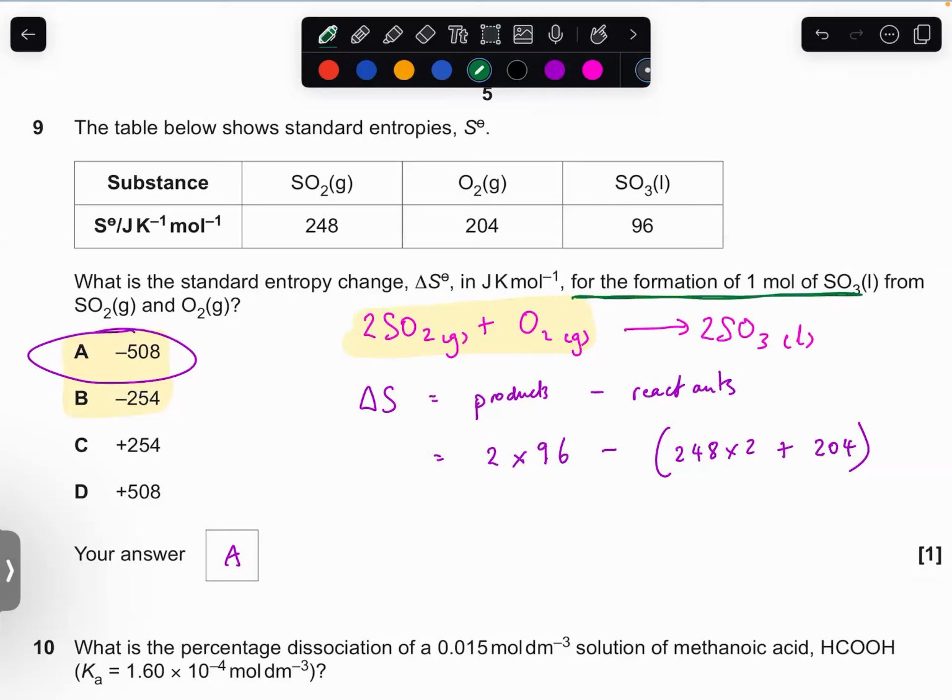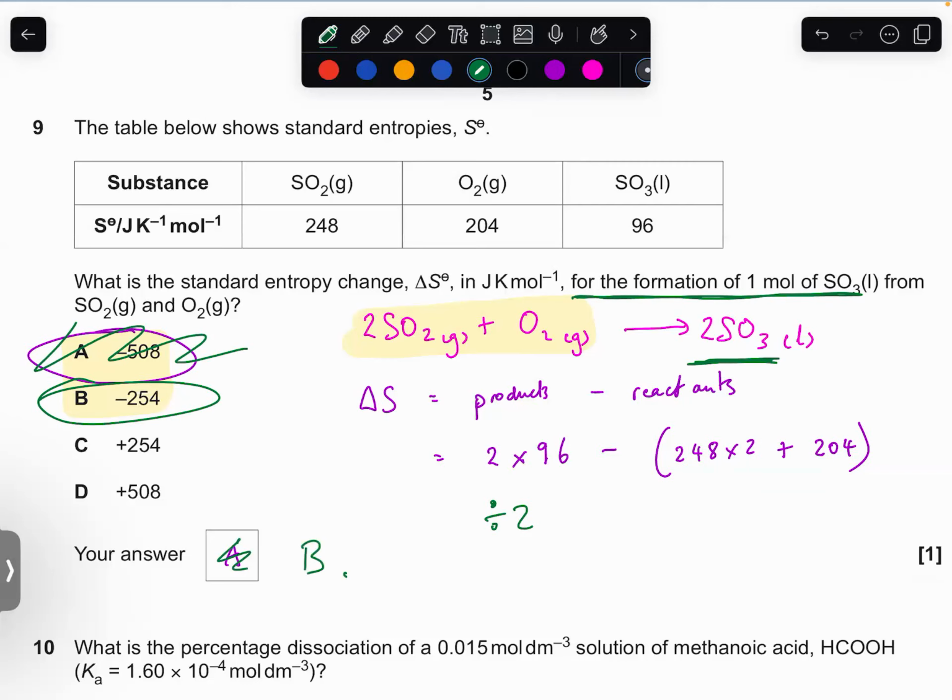This is the formation of 2 moles of SO3. So we want to halve that value. So we divide by 2, and then it will give you minus 254. So this is crossed out. B. Read the question carefully. Moving on.